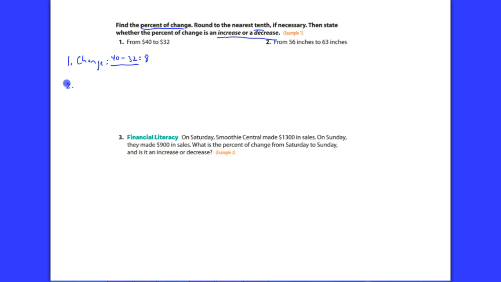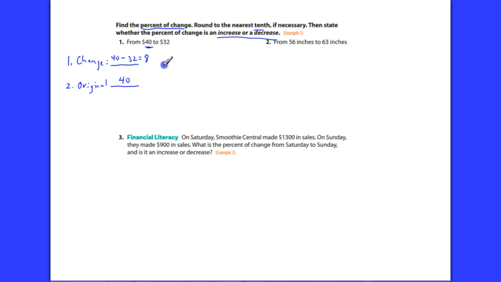Now, the second thing that you want to know is what was the original amount? In other words, what was this before it changed? Was it 40 or was it 32? It went from 40 to 32. So the original was 40, okay, because it changed to 32.